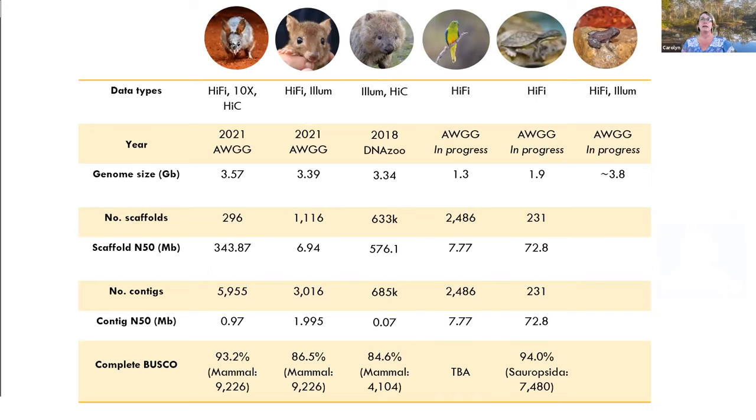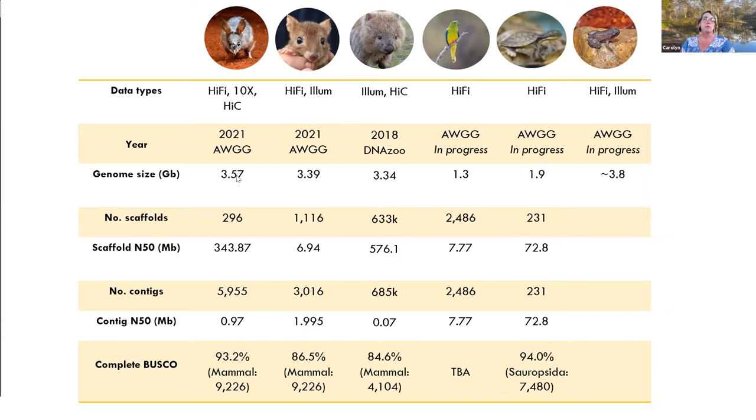So this is some raw data for some of the different species. Going left to right, we have the bilby, the woylie, the wombat, which is not done with HiFi, but that's just for comparison. The orange-bellied parrot, a critically endangered parrot, which got down to only 20 individuals in the wild. It's now up to about 65 individuals in the wild. Then the Bellinger River snapping turtle and the Kurumbit tinker frog. And so these are really a work in progress.